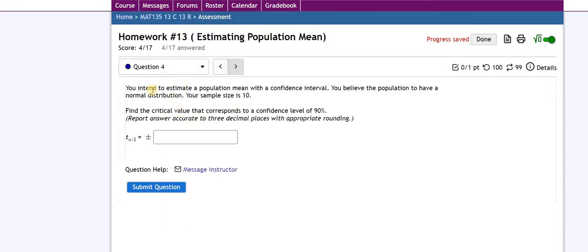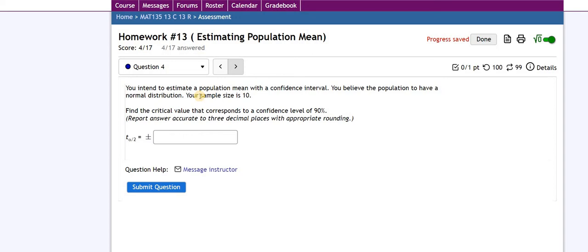The next question is saying, you intend to estimate a population mean with a confidence interval. You believe the population to have a normal distribution. Your sample size is 10. Okay, so we know when we are dealing with a small sample size, even if the population is normally distributed, we're going to use the t distribution instead of the z distribution, just because it's going to be more accurate to estimate the population mean in this case.